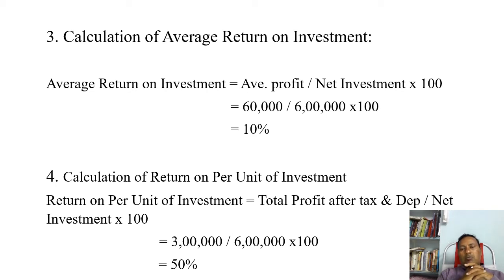Now return on per unit of investment is equal to total profit after tax and depreciation, which is 3 lakh, divided by net investment 6 lakh into 100, that is 50%. The calculation of average rate of return will take the average profit, and return on per unit will take the total profit. That's the difference.